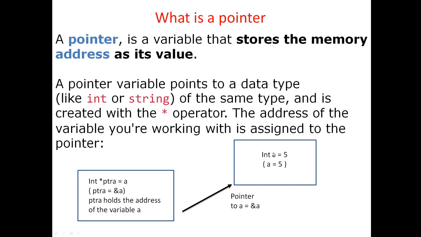As you can see on the screen, the moment I say A is equal to 5, that means A is the name given to the placeholder where the number 5 is kept, and the address where this data is stored is ampersand A, that is, the address of A. A is the variable name and ampersand A is the address. And you can always now write int star ptrA is equal to ampersand A.